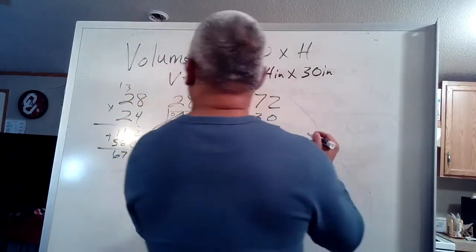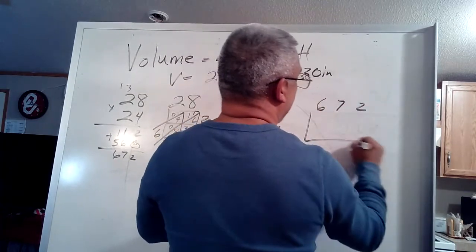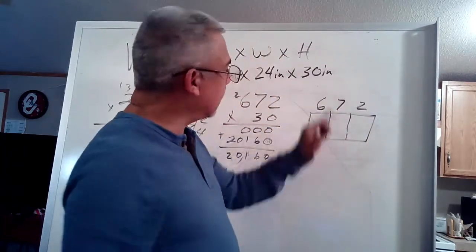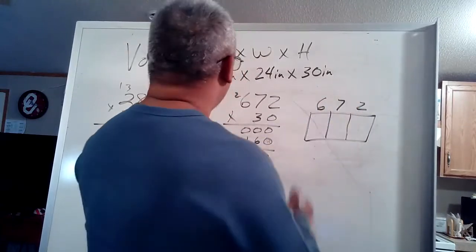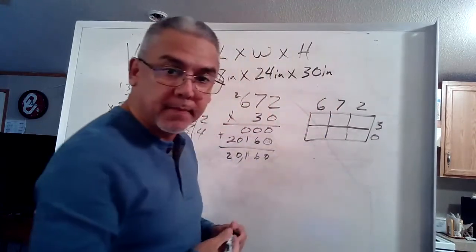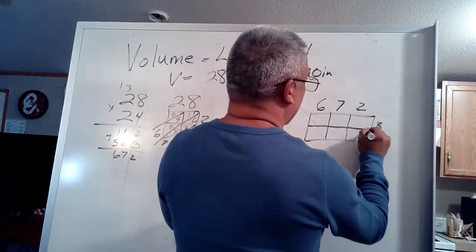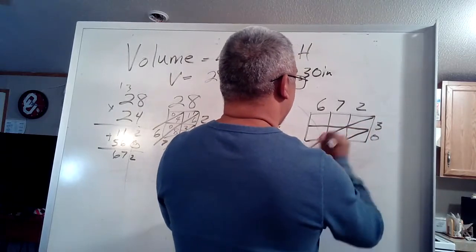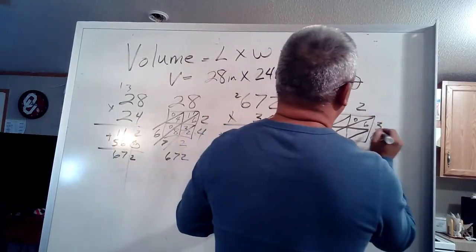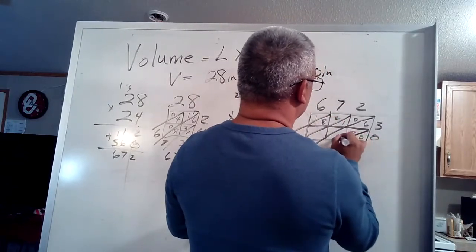All right, so now I want to take my 672. 6 gets a lane, 7 gets a lane, 2 gets a lane. Draw my box. Hey, what do you see? Just like I said, 6 has a lane, 7 has a lane, 2 has a lane. Now what am I going up against? 30. So 3 has a lane and 0 has a lane. Now what's my next thing? Oh, corner, corner, down. Okay, so I start right here. Corner, corner, down, corner, corner, down. Oh, that's a 0, 6. That's a 21. That's a 18. 0 times anything is 0.